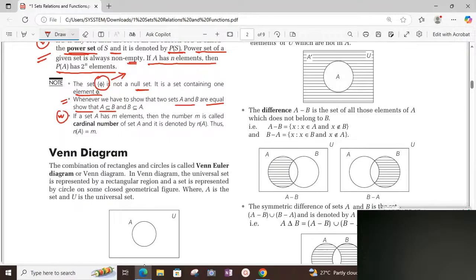If a set A has m elements, then the number m is called the cardinal number. If anybody asks what the cardinal number is, the number of elements of a set is known as the cardinal number, denoted by n(A). The cardinal number of the set is equal to m. Here m is the number of elements.